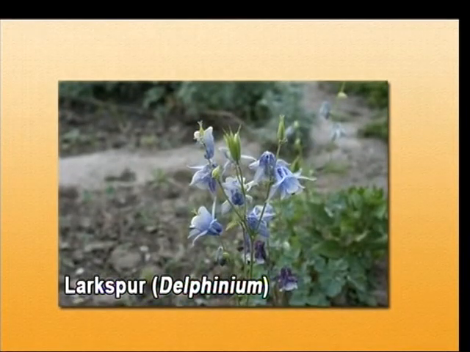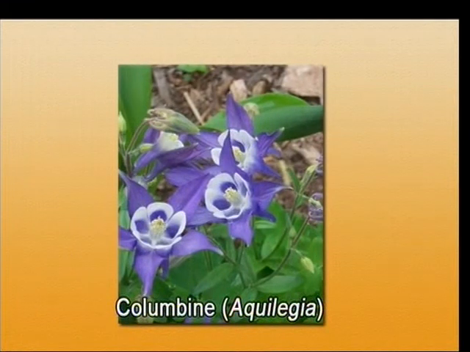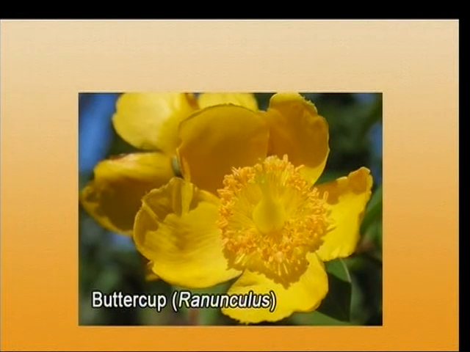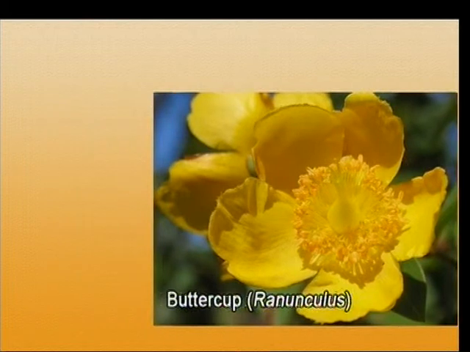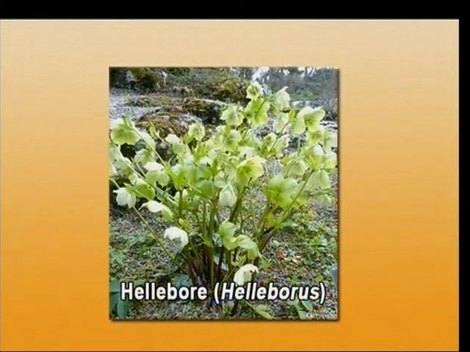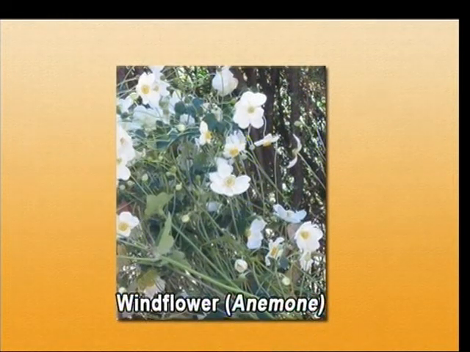We know some of the commonly grown ornamentals in this family are larkspur, scientifically known as Delphinium, columbine, scientifically known as Aquilegia, or the common buttercup, scientifically known as Ranunculus. Or we have the hellebore or Helleborus. We have a few more plants under the family which are being cultivated as ornamentals, like windflower, its scientific name is Anemone.